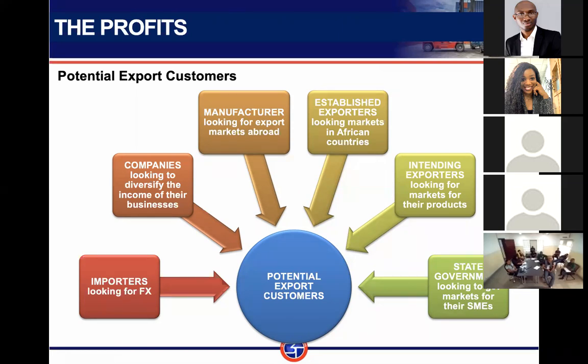and the bank was using that to get manufacturers, importers looking for forex that want to export, companies that look to diversify into export business, we attract them. Manufacturers looking for export market abroad, we attract them. Established exporters looking for markets in Africa, intending exporters looking for markets for their product, and state governments looking for market for their SMEs. We attract all of them. We got their details. Our marketers in those regions swung into action, began to visit them and market to them one by one. So you have a strategy that can make you get the contacts of these people.